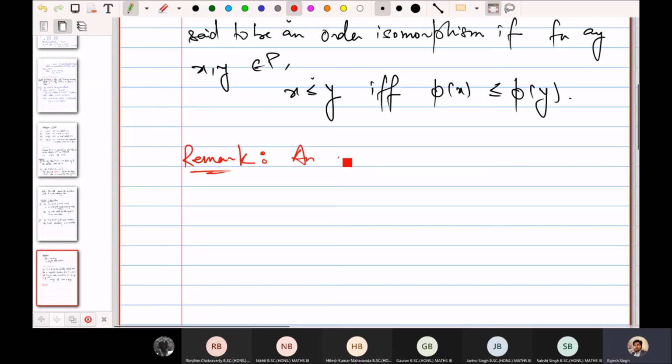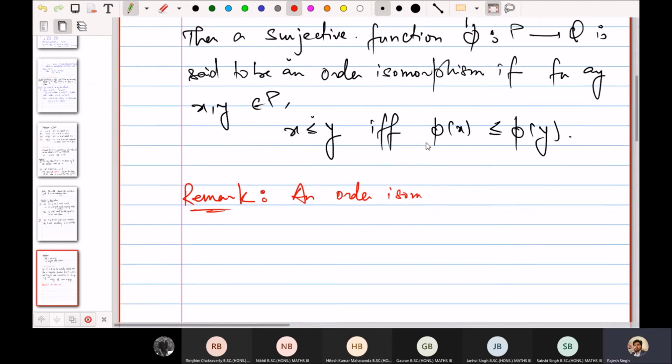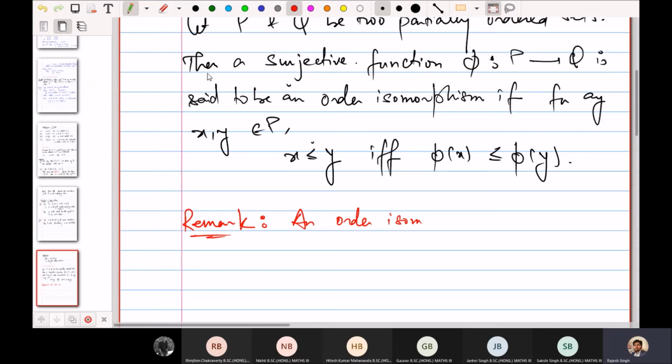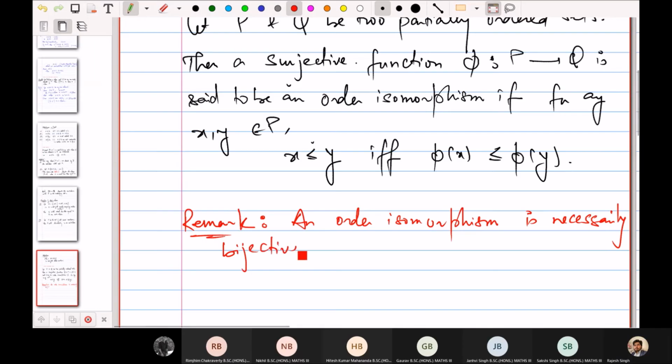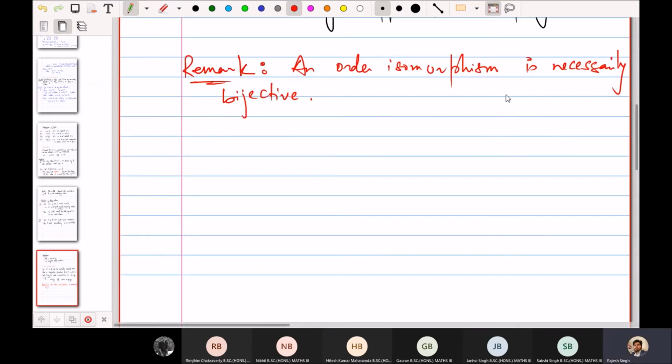An order isomorphism. ठीक है, इसलिए डेफिनेशन में से हटा दिया बाइजेक्टिव टर्म, क्योंकि वो बाय डिफॉल्ट बाइजेक्टिव हो जाता है. A surjective function, so an order isomorphism is necessarily bijective. इसका प्रूफ कर लेते हैं.